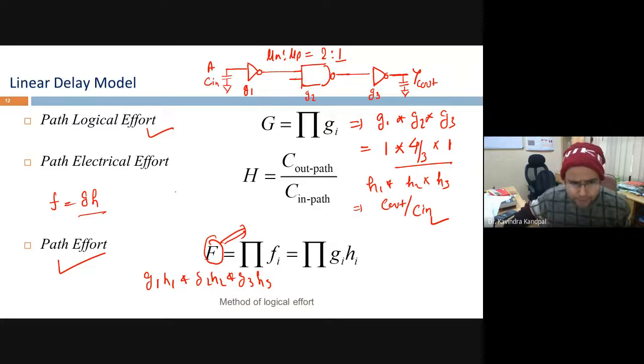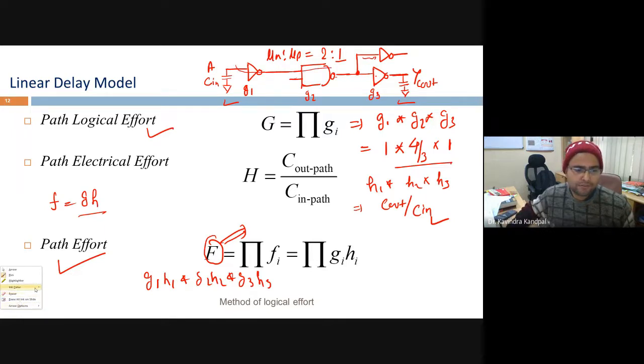Now tell me, how likely are you to get this kind of chain? Usually the chain is not like that. You also have some branching. For example, though this happens to be the critical path, at this particular node there is one more branch. This gate is driving not only a single inverter but also another inverter, though that may not be part of the critical path. The critical path happens to be like this. I can use a different color.